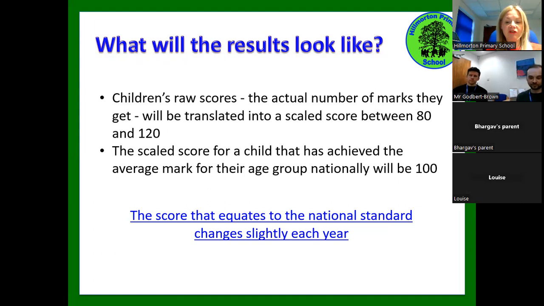And so if they are achieving 100 or above, they have reached age-related expectations. If they have achieved 110 or above, we would say the child is working at greater depth at the higher standard. So our aim is for all children to get 100 or above. If your child is really achieving well and getting at greater depth standard, they would be 110 or above.